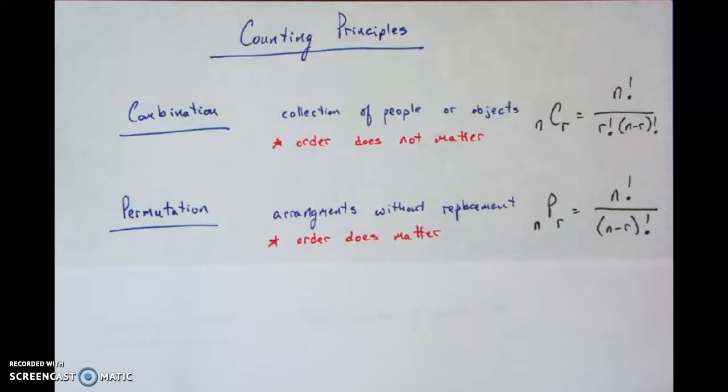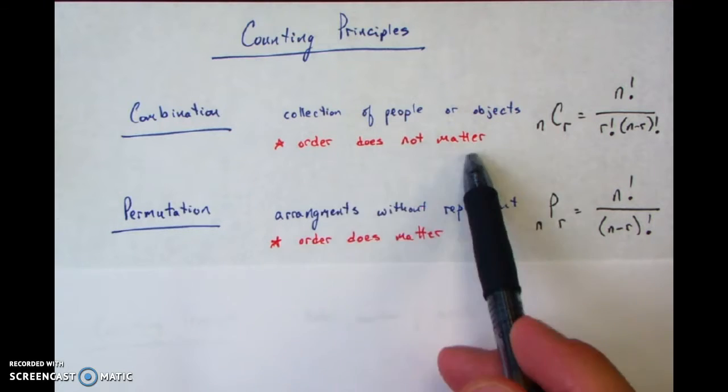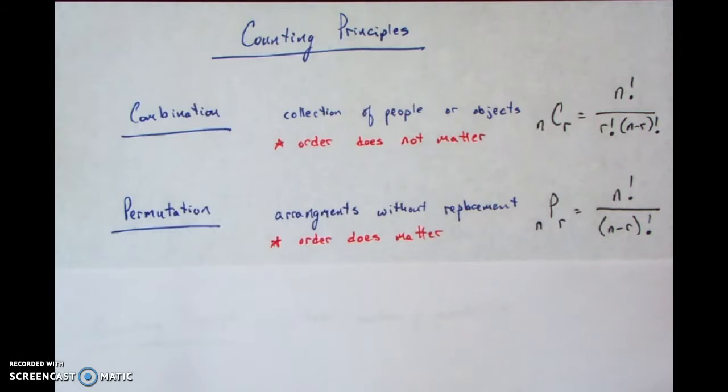First, a quick review of combinations and permutations. For a combination, remember that order does not matter. So for example, if I have 3 students and I'm going to put them into a group together, the order doesn't make a difference for that.